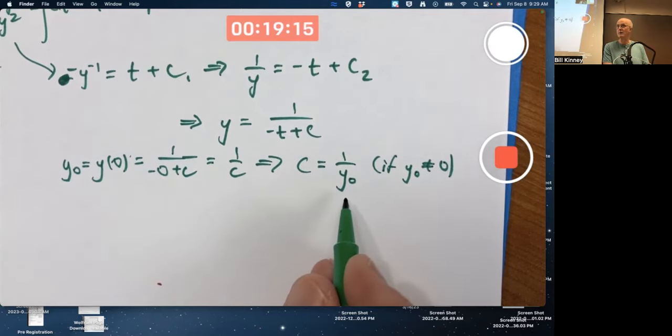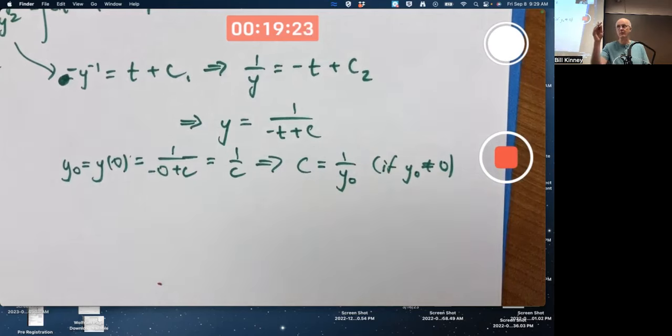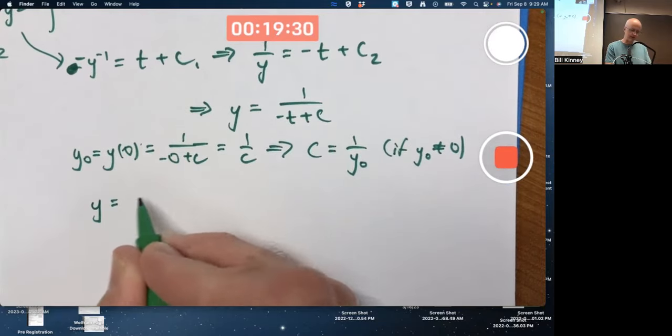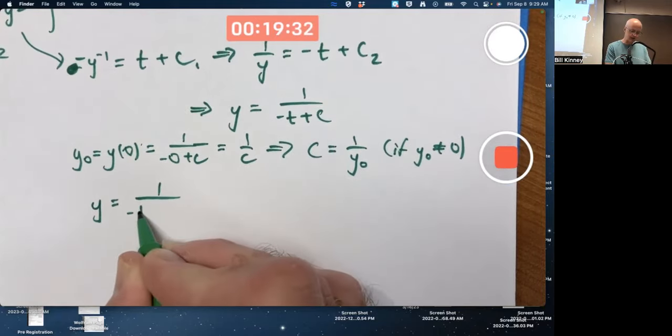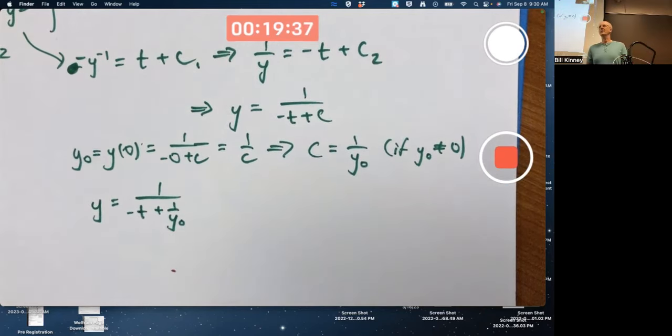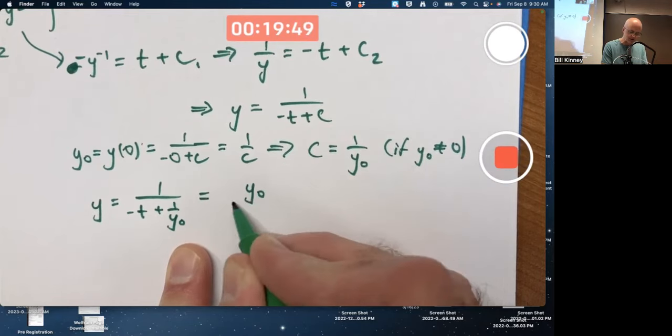So for your problem, y naught was 1. You should have got c equals 1. And 1 over negative t plus 1, or if you prefer, 1 over 1 minus t as your solution. But I'm going to do something a little different here with this generic initial condition. There's c, 1 over y naught. I'm going to multiply the top and the bottom of this fraction by y naught so that I don't have fractions within fractions. And in doing so, something magical occurs.